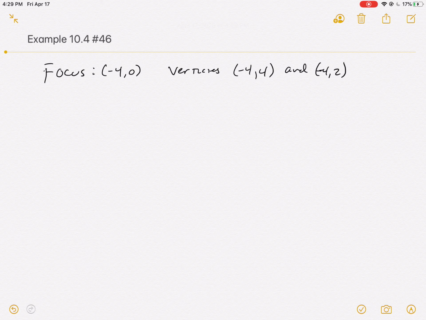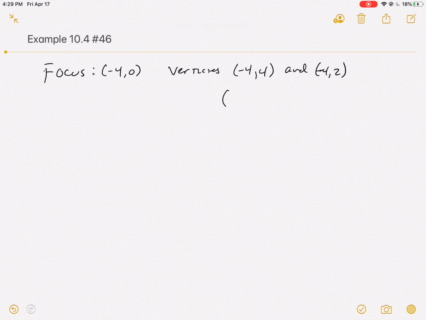For this next example from 10.4, we're going to look at number 46, and it's very similar to the ones we did in the first example video, in the sense that they're giving us some information and asking us to come up with the equation of the hyperbola. The difference is that the center is not going to be at 0, 0 anymore. So let's take a look at the vertices.